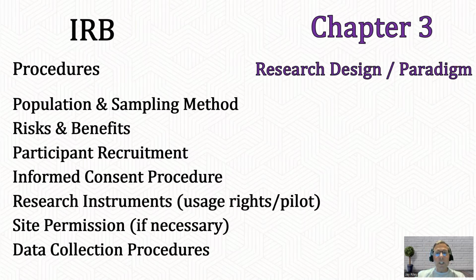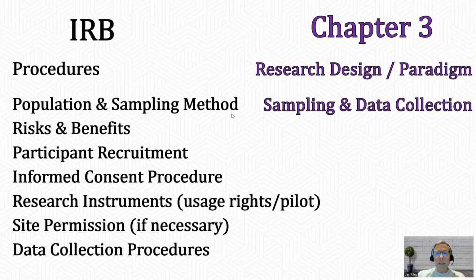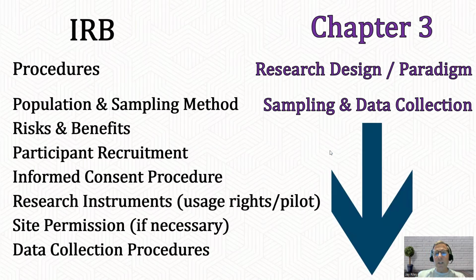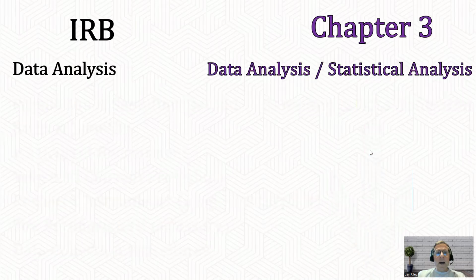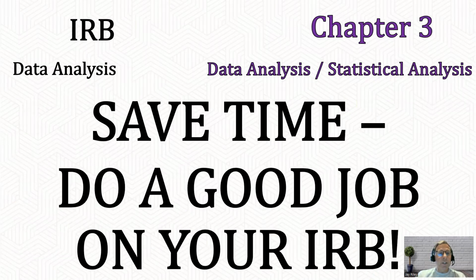Your procedures section in your IRB, this is going to be your research design or your research paradigm. Population and sampling method, that's going to go under your sampling and data collection. Now, all of these risks, benefits, participant recruitment, informed consent, research instruments, site permission, data collection, this all is going to go under either sampling or data collection. Now, your data analysis is going to go under either data analysis or statistical analysis, depending on what type of study you're doing.